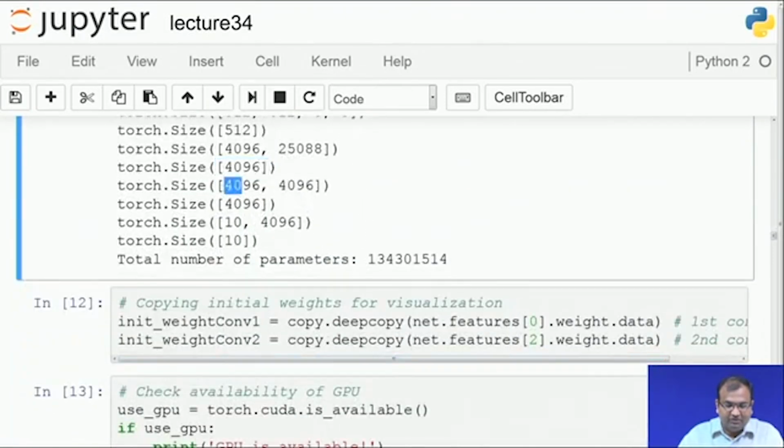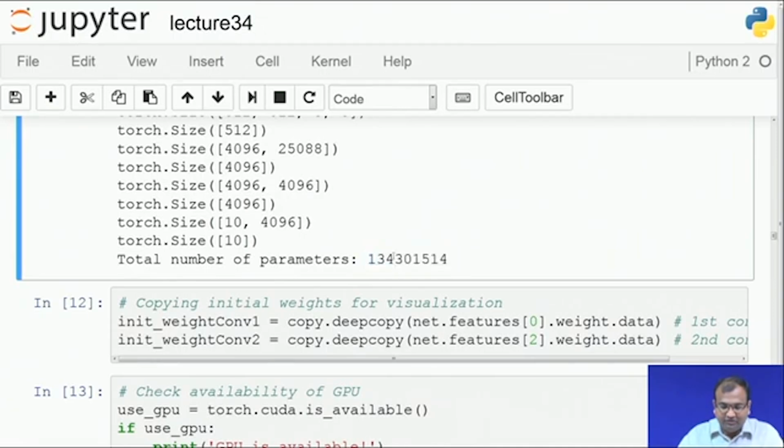Now 4096 neurons are again connected to 4096 neurons, and then you have an additional bias of 4096 elements. The final one connects 4096 neurons to 10 neurons, and for each neuron you have an additional bias. Now if you take the total of all of these parameters, it comes to about 134 million parameters. So this is a number.